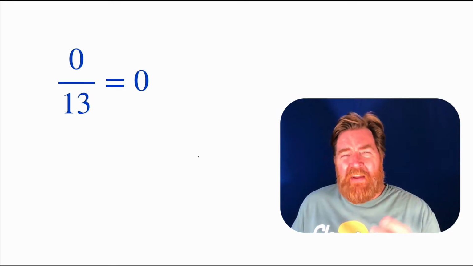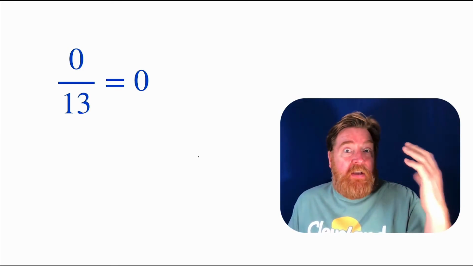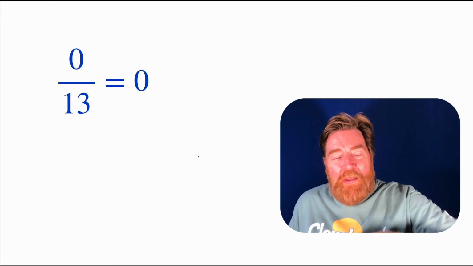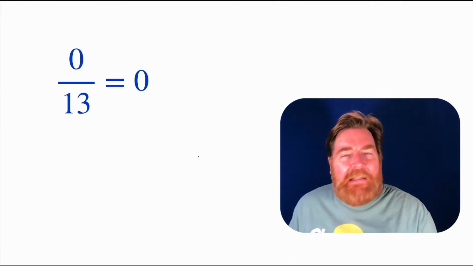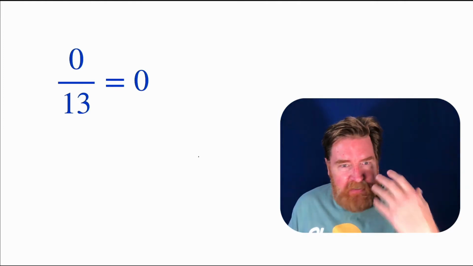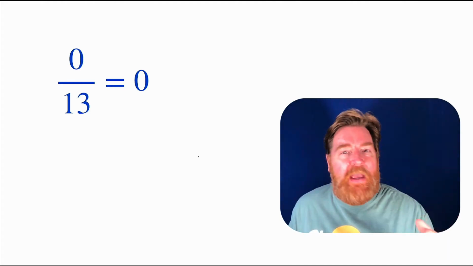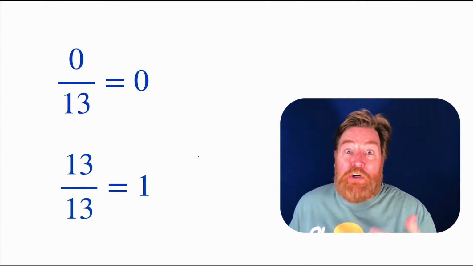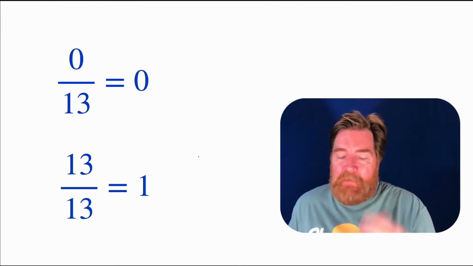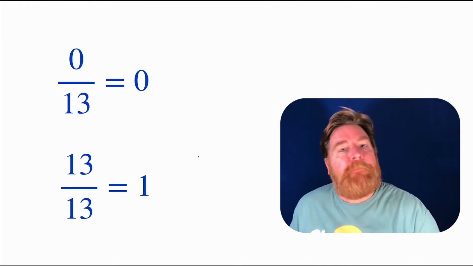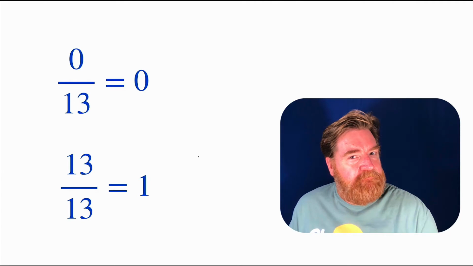We also noticed that it's important to know when you've got nothing or when you've got the whole thing. 0/13 is clearly 0. If you've got 0 of those pieces, you've got none of the pieces, then you really have 0 candy bars. And if you have 13/13, well, then you've got the whole thing. That's 1. Making sense? All right.